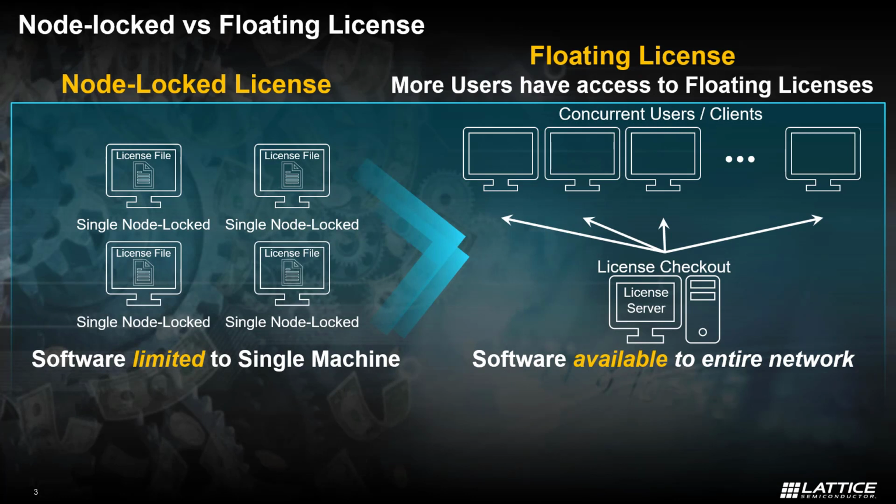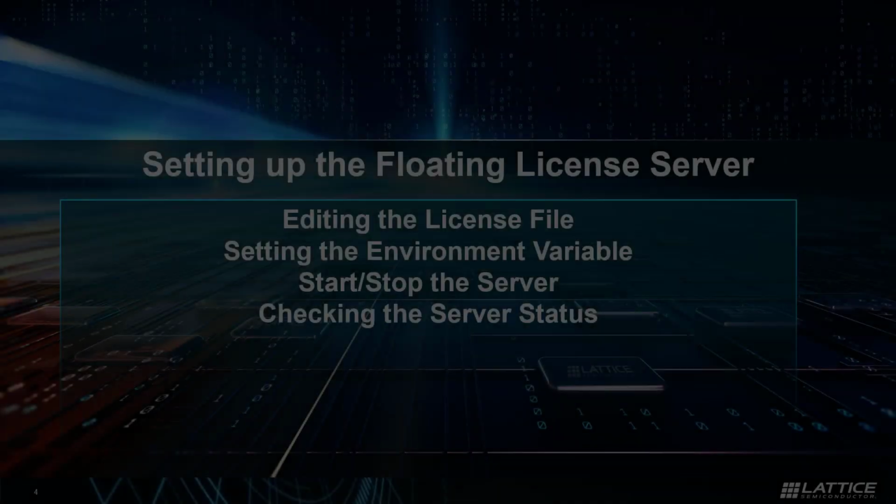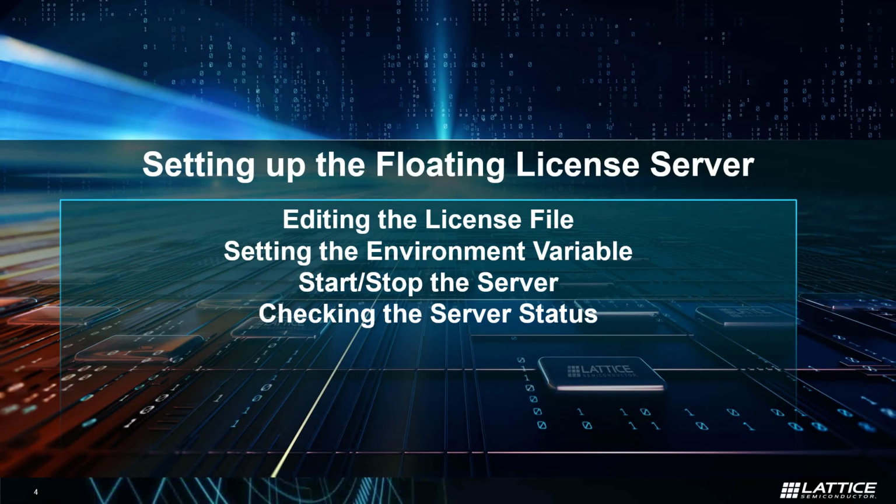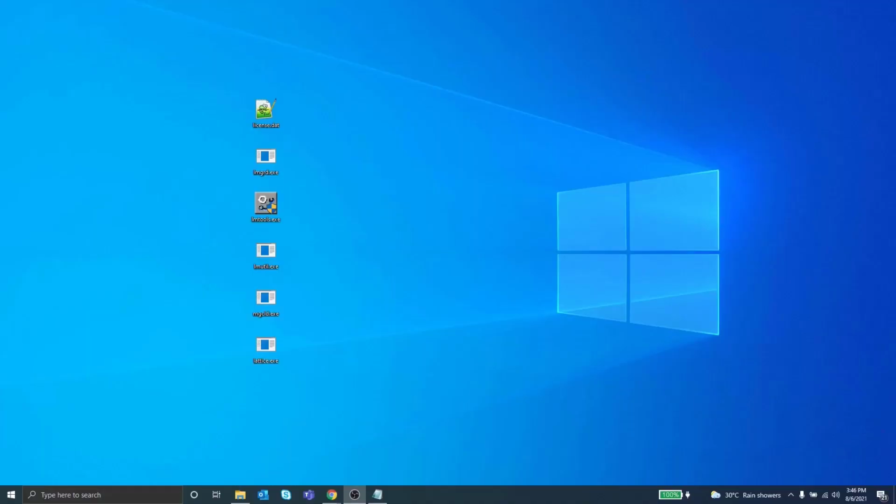Now let's get started with the tutorial. In this section, we will discuss how to edit the license file to specify the server name and daemon paths, how to set up the environment variable, how to start and stop the server, and how to check the server status. Once you have downloaded the FlexNet license package from our website, place the items in one folder.